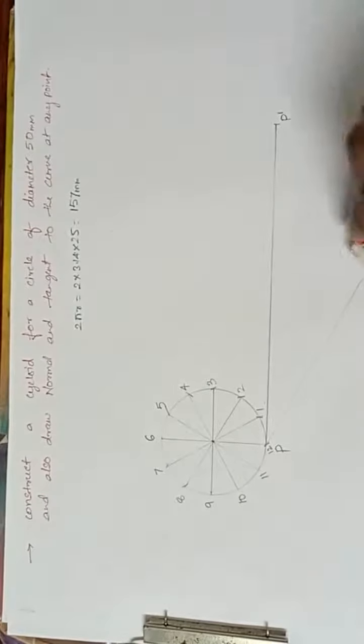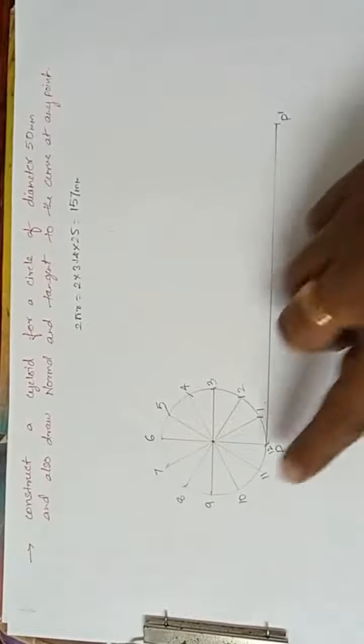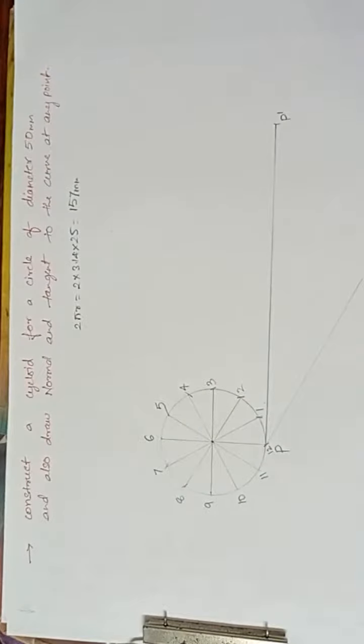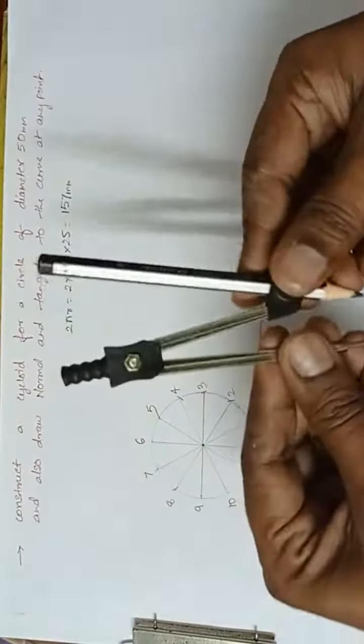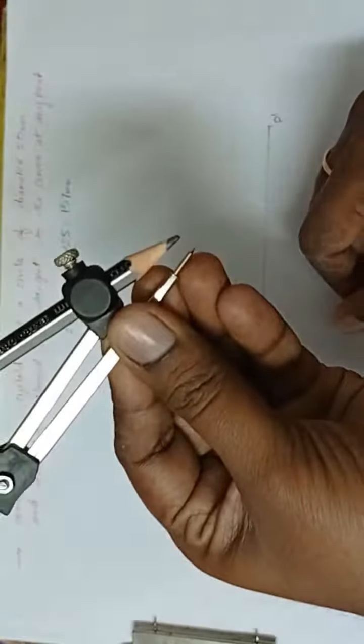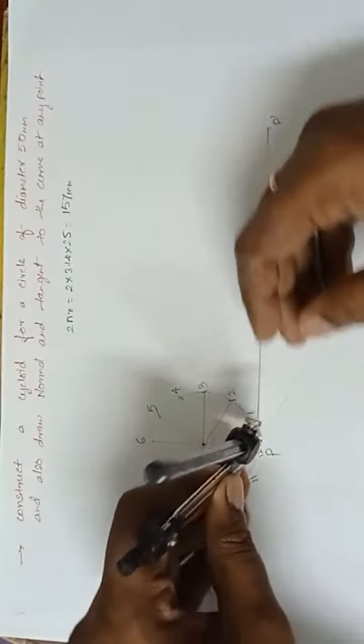Okay, fine. Now what I'll do, divide this line into 12 equal parts. What to do here? Take some small length, we know that. Now mark 12 equal parts starting from here.